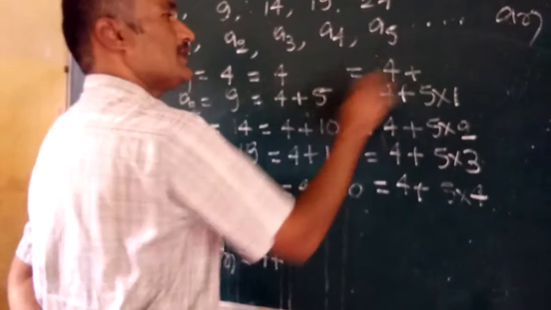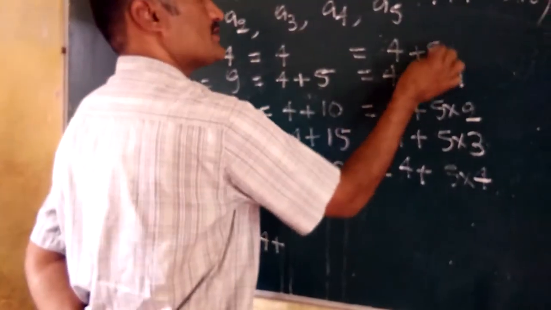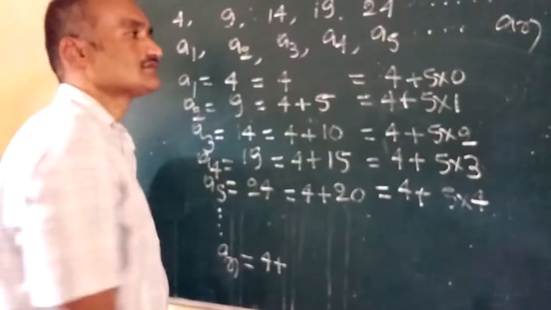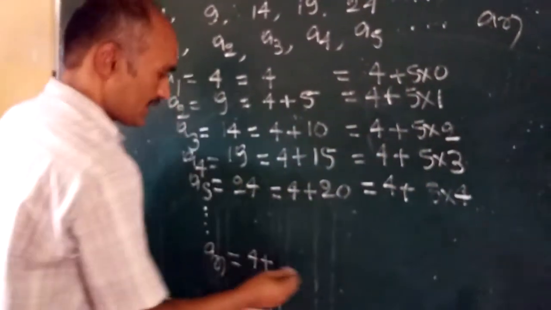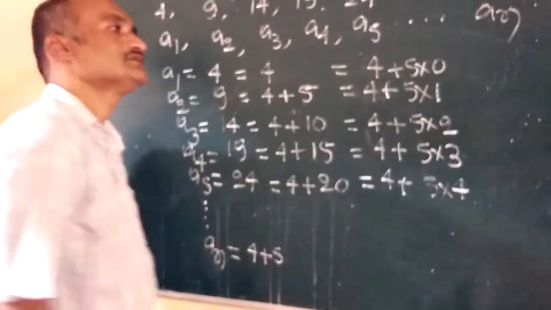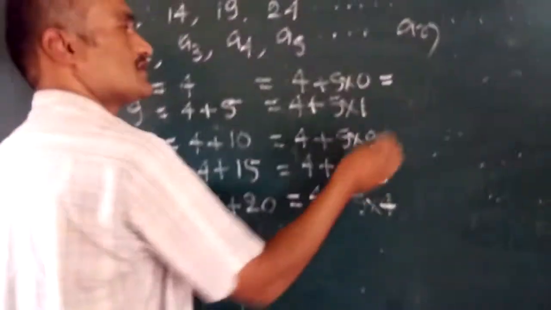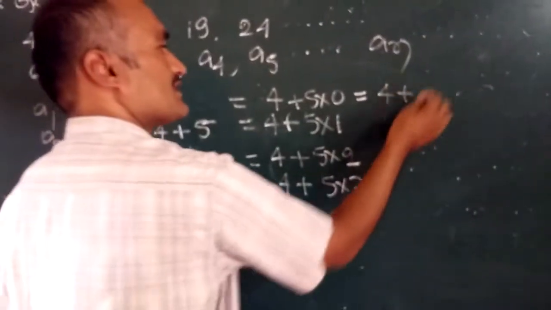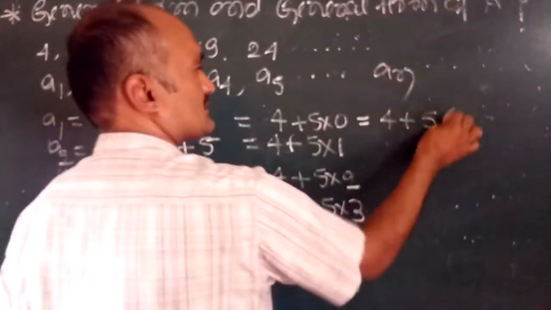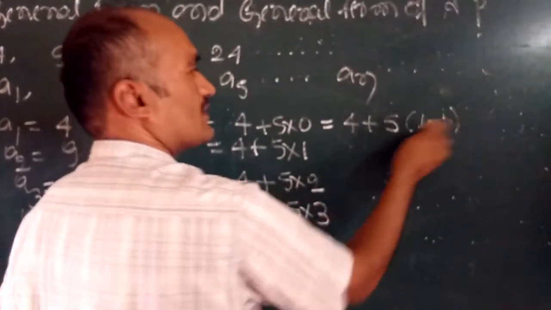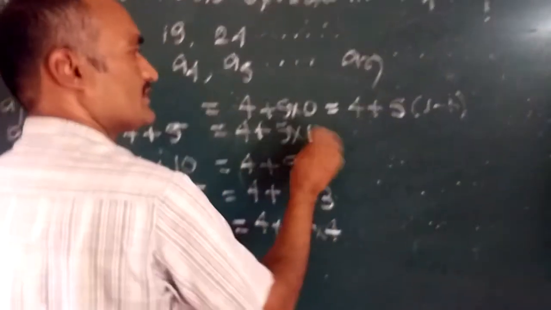This 4 I can write as 5 into 0. Everywhere 5 is there in all the terms, I can write 5 only. This I can write as 4 plus 5 into 1 minus 1. 1 minus 1 is 0, so we get 0 only.